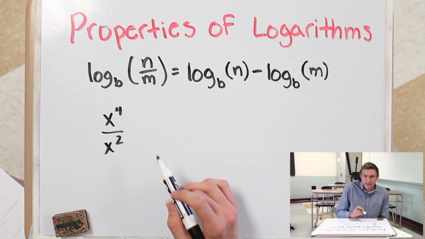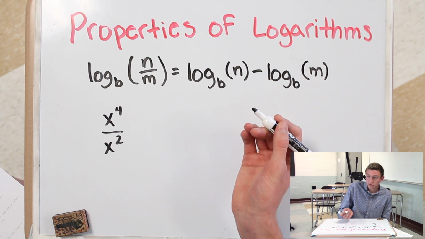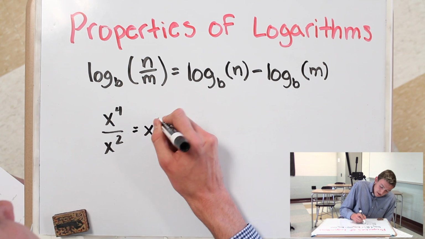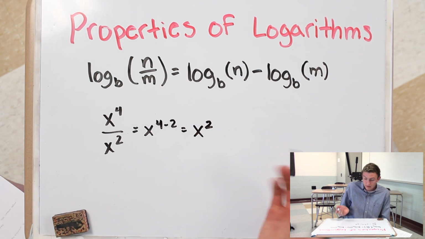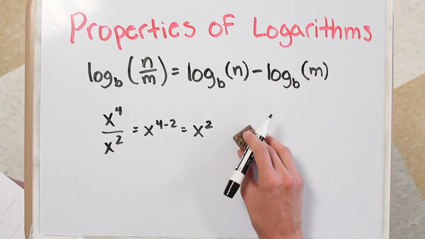So let's take the example x to the fourth over x squared. According to our exponent properties, that would be equal to x raised to the 4 minus 2 power, which equals x squared. So logarithms, when there's a division in the argument, work the same way.